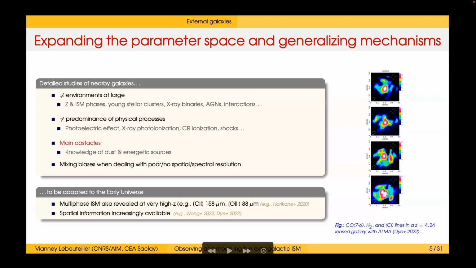And the knowledge you gain in nearby galaxies, you can then adapt it to the early universe. It's been quite a few years now that ALMA or NOEMA give us access to several lines in very high redshift galaxies, at redshifts 6, 7, and they already show the multi-phase ISM nature of these galaxies with lines like C II and O III. But what's more is that spatial information is also becoming increasingly available, which is illustrated here in a redshift 4 lensed galaxy with ALMA, where you have spatial information for CO, H2O, and C I.